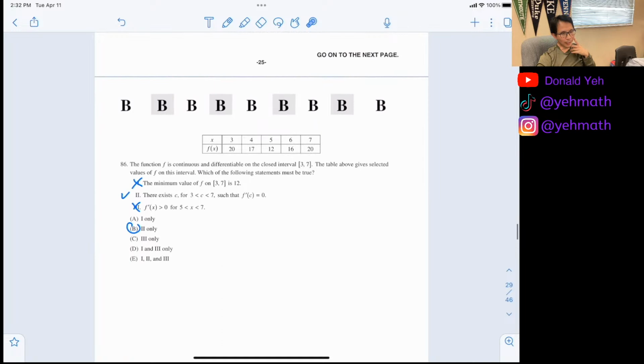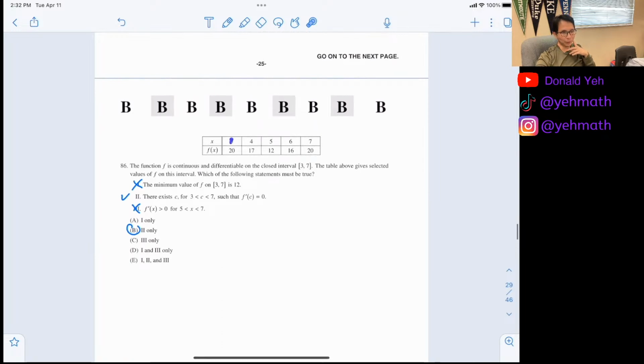'86. Anything can happen between 3 to 4. So this is very easy to exclude it. You can have 20 different oscillations between 3 to 4. So minimum between 3 to 7 is 12. That's not necessarily true. I can go below 12. I can go to 5,000, negative 5,000. Doesn't matter. So this one for sure false.